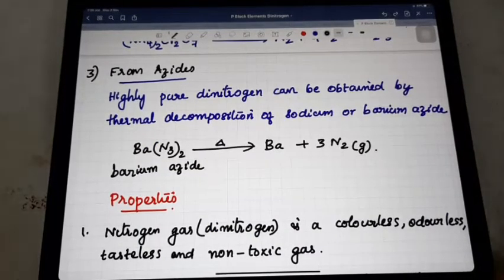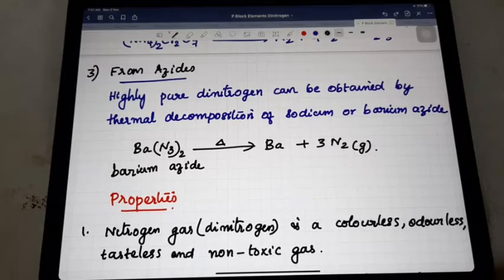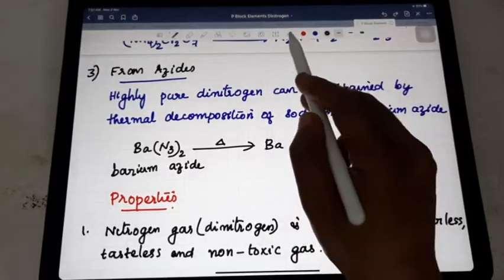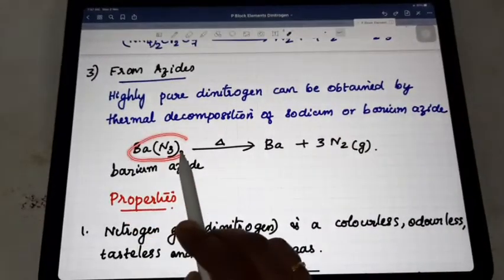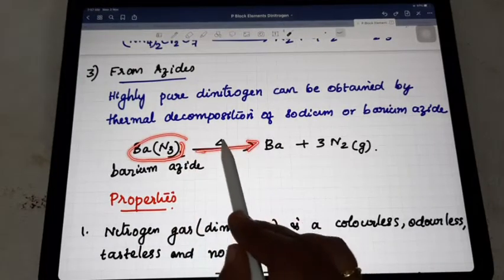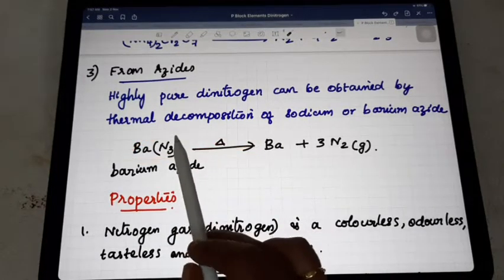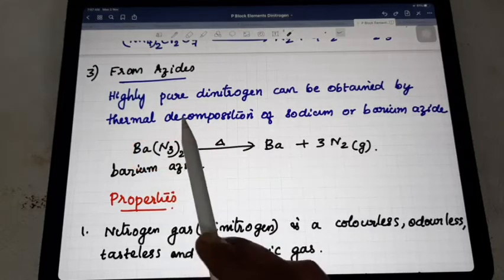The next method is a very important one. By this method, from azides, we are preparing dinitrogen. By this chemical reaction, you will get dinitrogen that is very highly pure. How is it obtained? By the chemical reaction of thermal decomposition. Thermal decomposition means that with the help of heating, the compound splits.